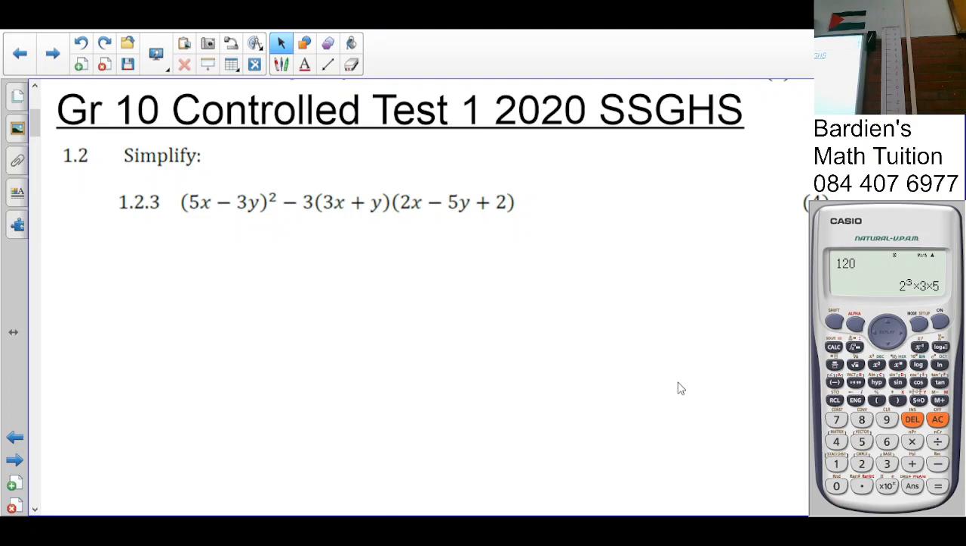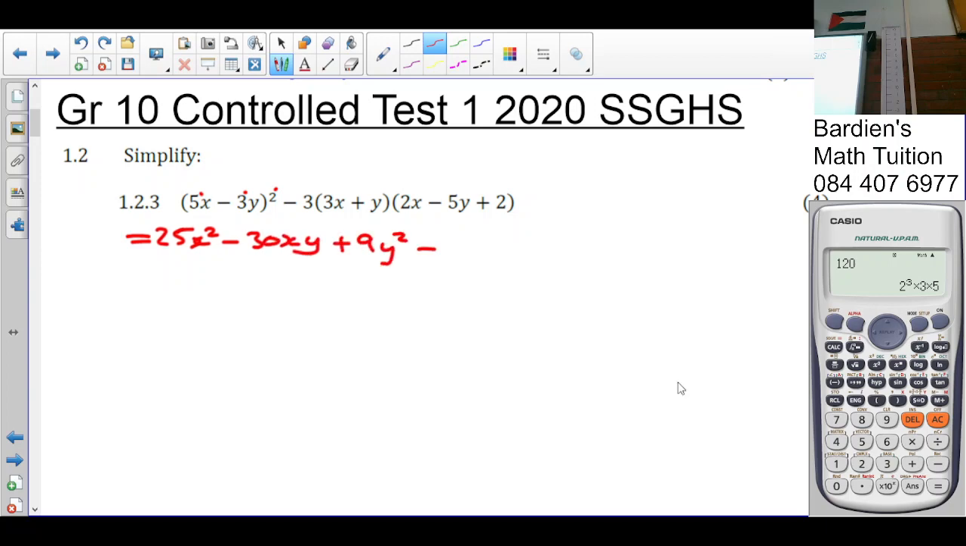Here we've got the binomial square. If you again don't know the binomial square rule, you write 5x minus 3y times 5x minus 3y. You write that twice and then you multiply. However, I know the binomial square rule, so it's the first term squared. It's going to give you 25x squared. Then 2 times the product is going to be negative 30xy. The last term squared is going to be plus 9y squared. Yes?